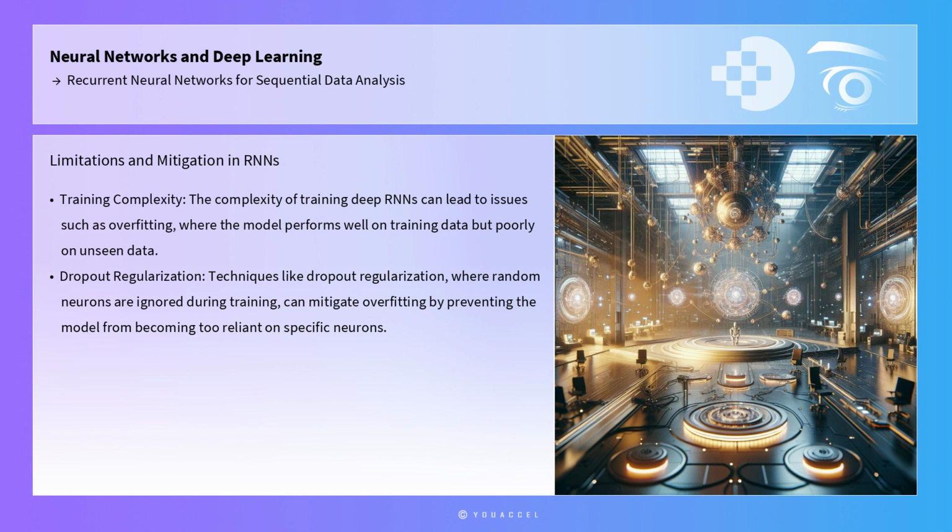Despite their strengths, RNNs are not without limitations. The complexity of training deep RNNs can lead to issues such as overfitting, where the model performs well on training data but poorly on unseen data. Techniques like dropout regularization, where random neurons are ignored during training, can mitigate overfitting by preventing the model from becoming too reliant on specific neurons.